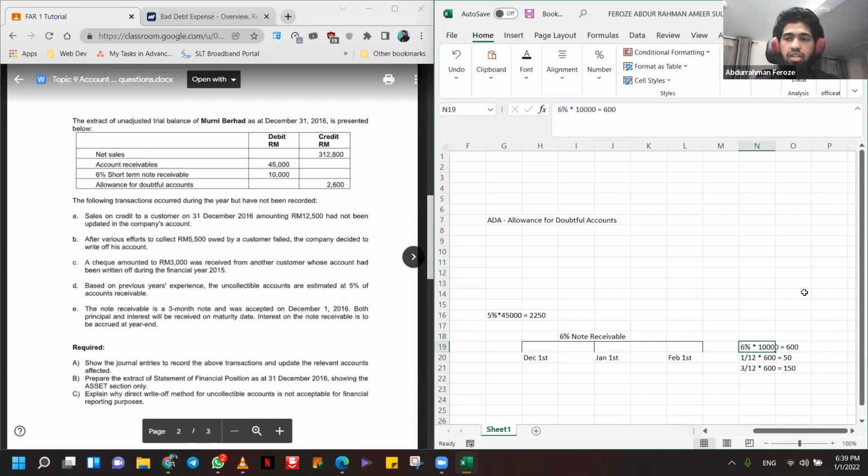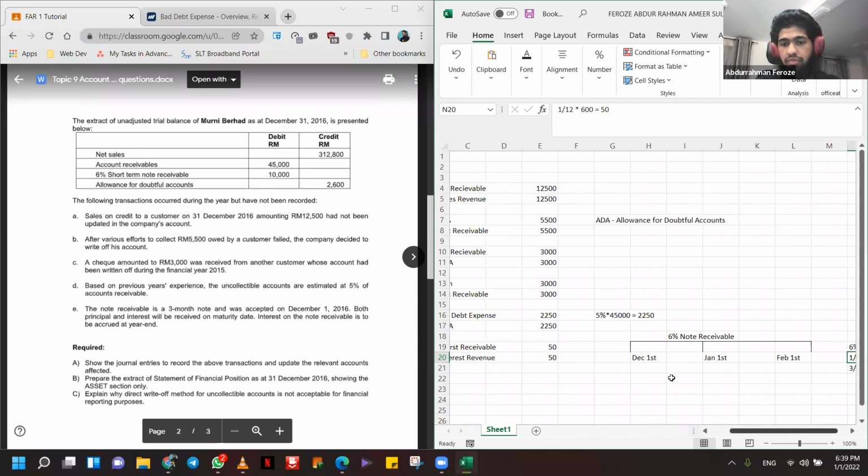But now we want to find out, if it's 600 for the whole year, how much the interest is each month. There are 12 months in the year, so 1/12 into 600, and you get 50. So we find out that the interest per month is 50. They have given out the note on December 1st, 2016, and we are concerned with the accounting year until December 31st. So we are concerned only with the first year.